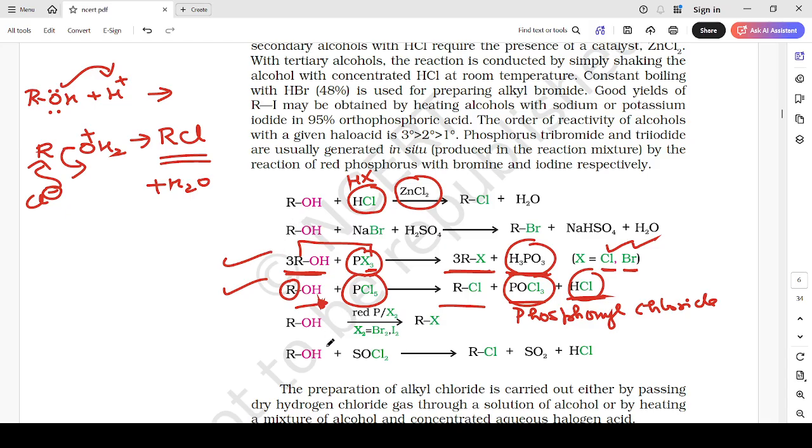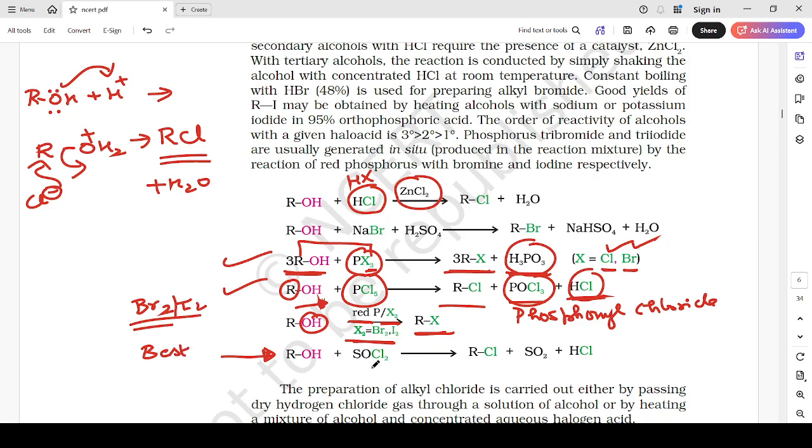The same reaction can also be done in the presence of red phosphorus and a halogen. The halogen could be either bromine or iodine. We don't prefer chlorine here. Instead, we prefer only bromine or iodine. And you can see the OH is getting replaced by X here. Among all these methods, this method is the best method.